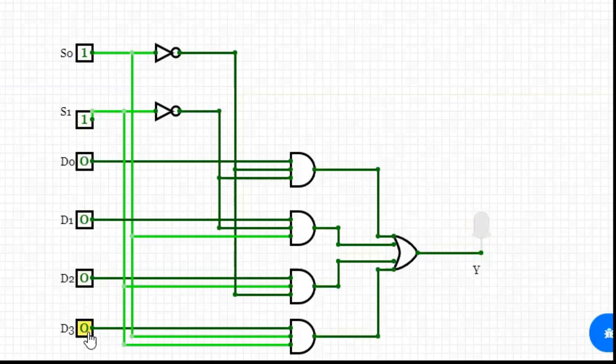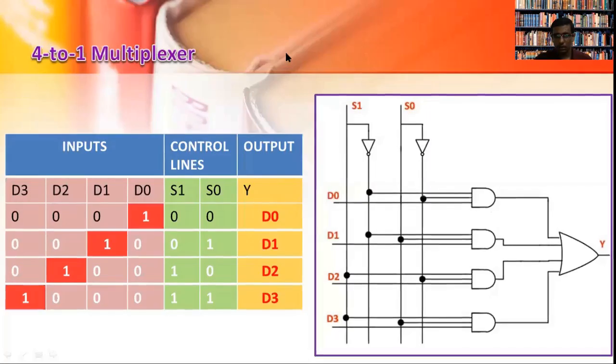So when we change D3, we get output. So this is all about 4-to-1 multiplexer.